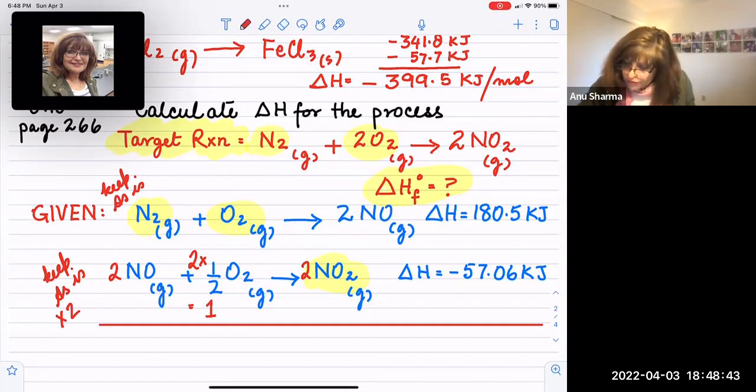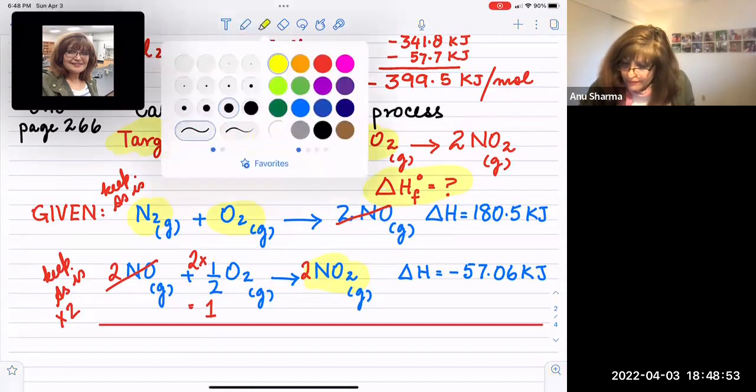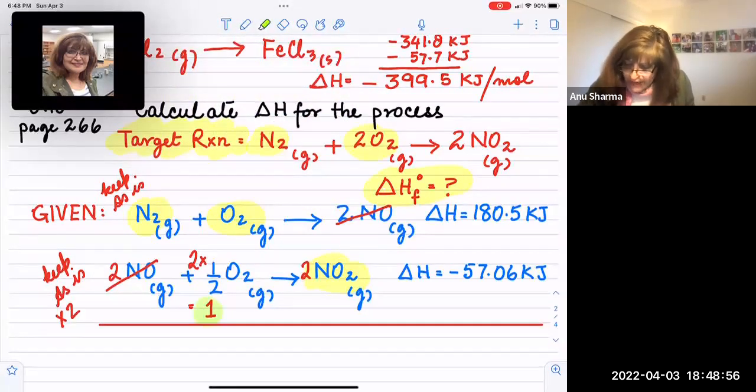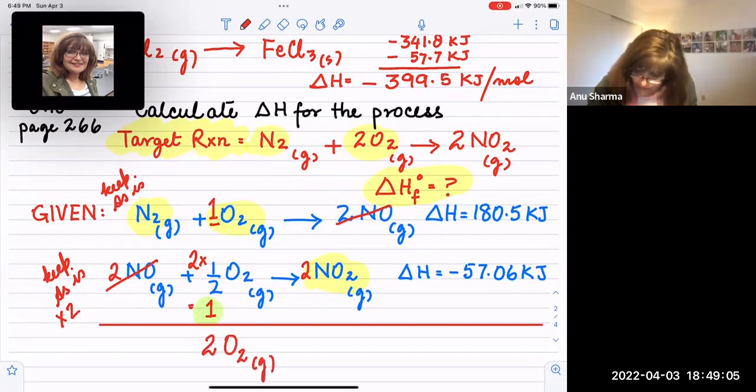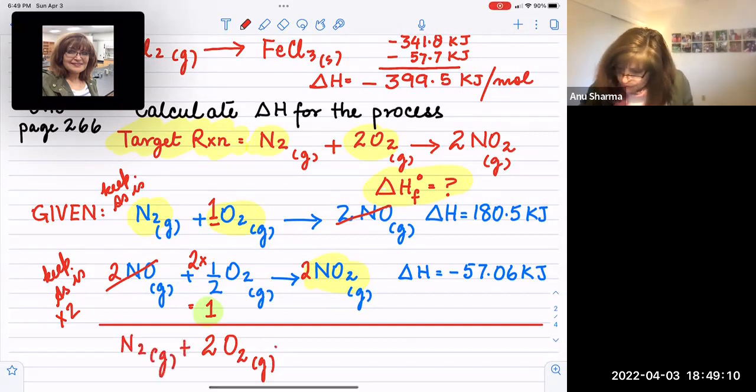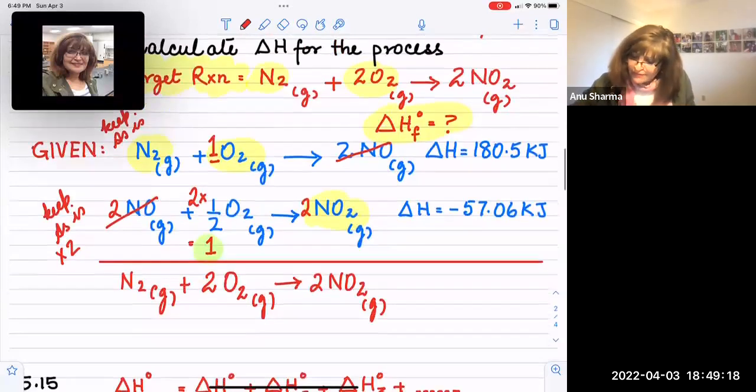Now 2 NO and 2 NO cancel out. Remember that this is 1 oxygen, and this number right here is also 1. So 1 and 1 becomes 2 O2 as a gas. Here you bring down the nitrogen as a gas as it is, plus 2 O2 as a gas gives you 2 NO2 as a gas.